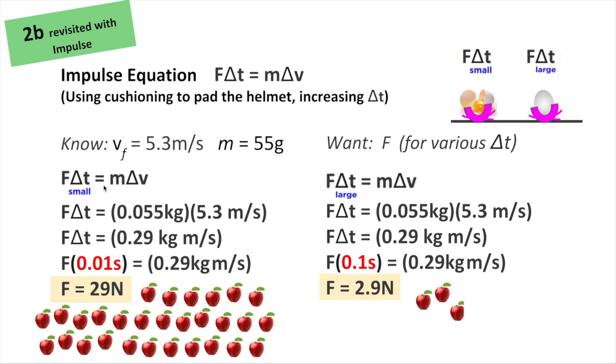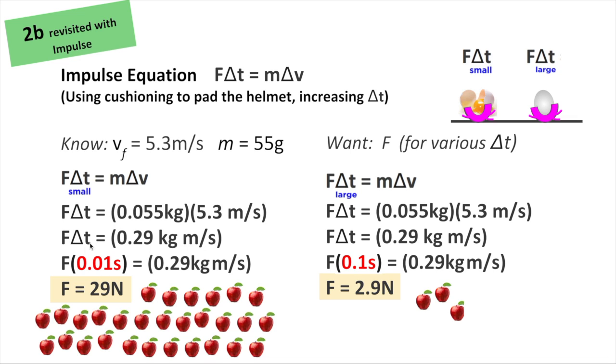Then F delta t is equal to m delta v. Remember, this is the change in momentum. And I'm going to plug and chug. What's the mass of the egg? I need to convert from grams to kilograms. Remember, this equation is predicated on using kilograms as my measure of mass. So converting 55 grams to kilograms, that is 0.055 kilograms, times the change in velocity. Remember, the egg starts at 5.3 meters per second and then ends at 0 because it's no longer moving once it's on the ground. So multiply those two together, I get 0.29 kilogram meters per second.